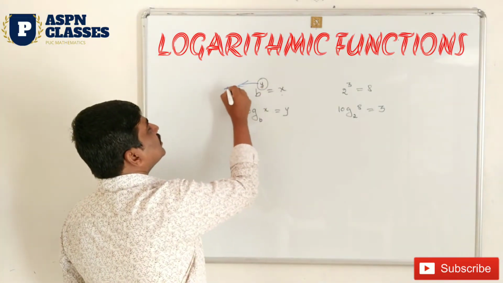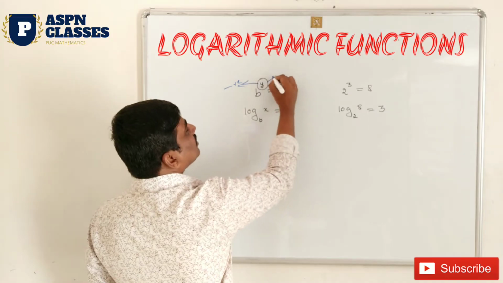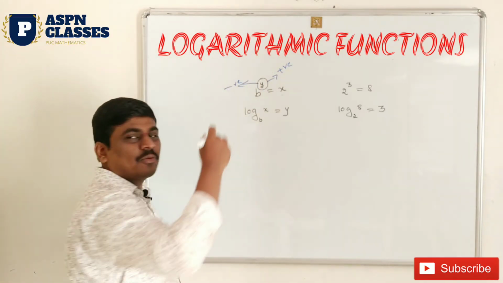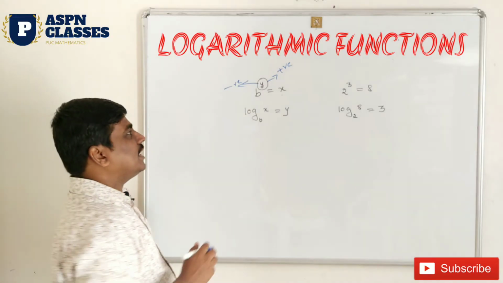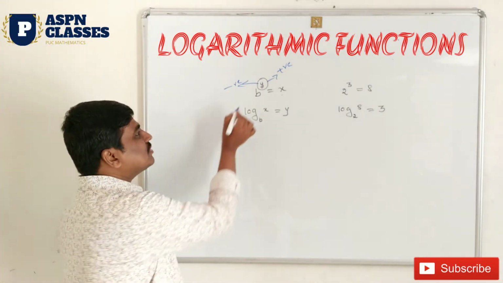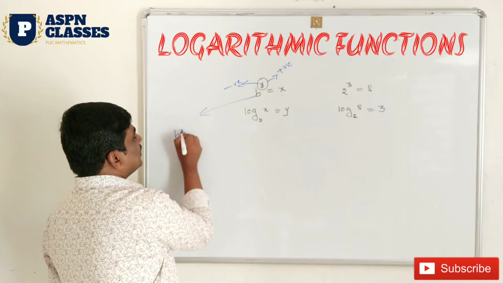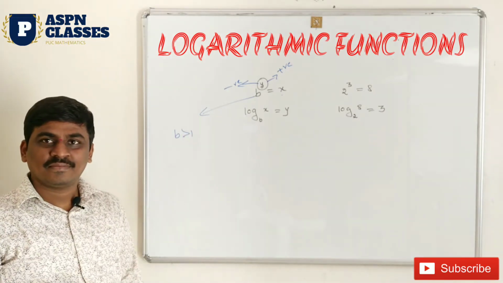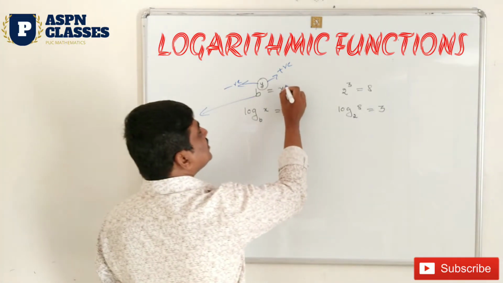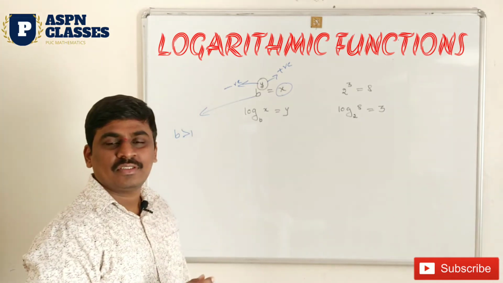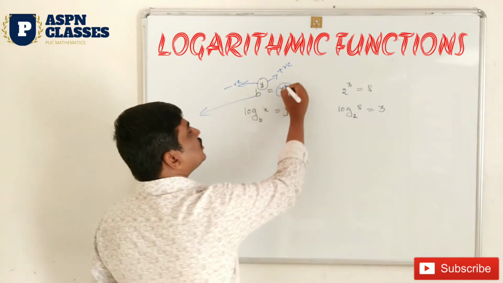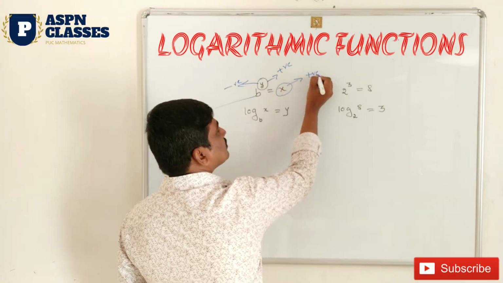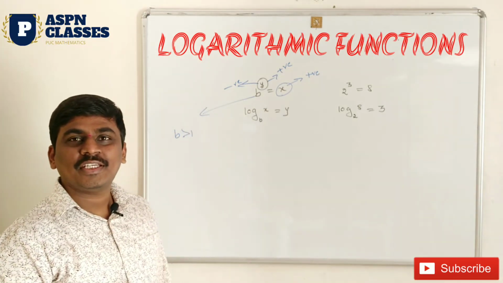This y value, you can take it as negative or positive, no problem. You can easily find out the results. And the b value, I think you already know that this b value is always greater than 1. Okay, and then this x value, what do you have to take? This x value you always have to take as a positive number.